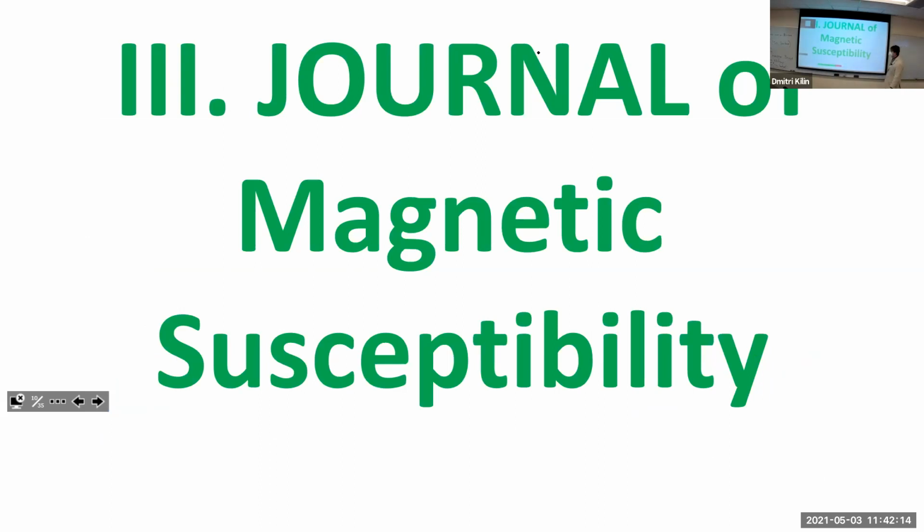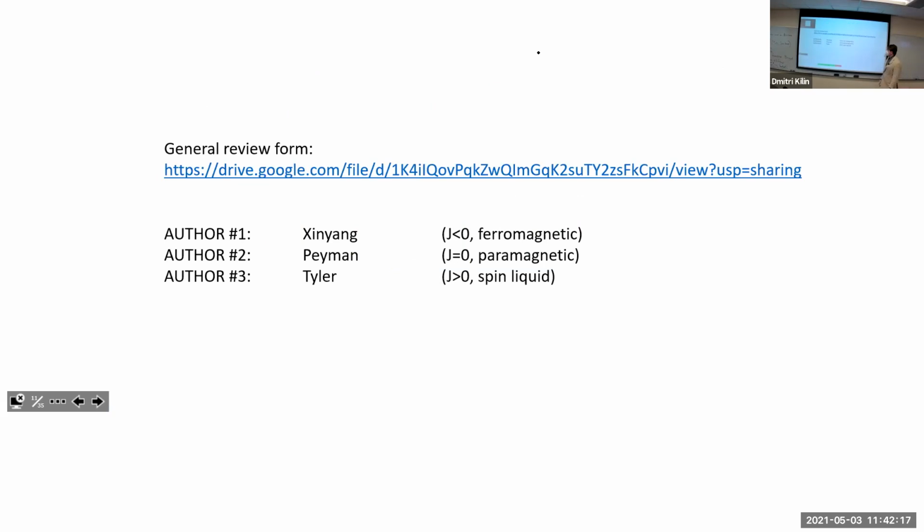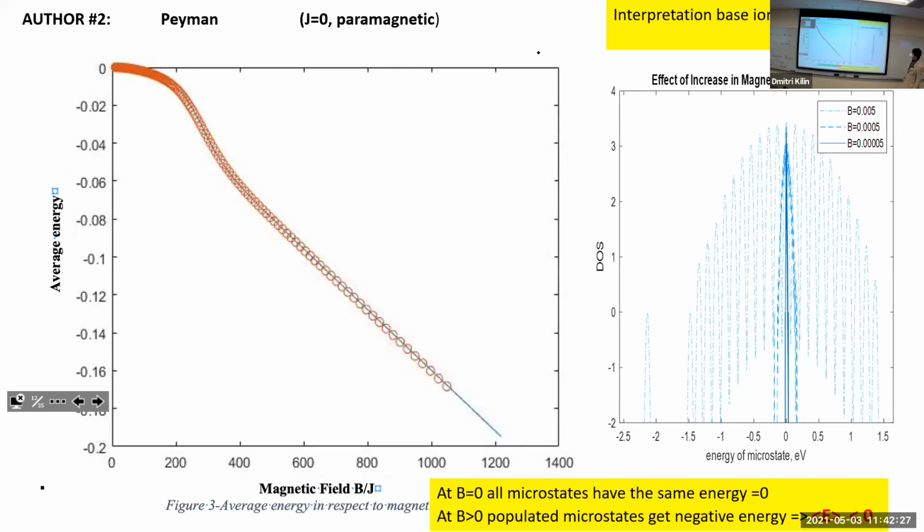Okay, Journal of Magnetic Susceptibility. So Xingyang Sun, Payment Avicii, Tyler Clark. I was in Russia, so I didn't have time to type the last names, but I remember your names. So here is the result from Payment. I'm not hunting for completeness of presentation. It's just a little snapshot of your results, just giving you a flavor.